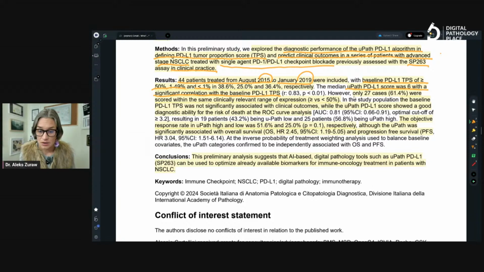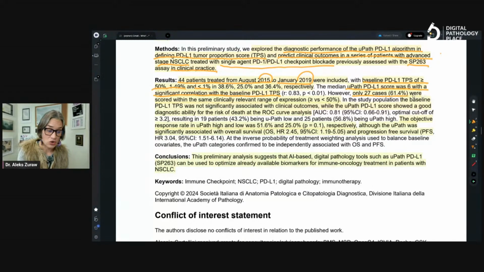However, only 27 cases, 61%, were scored within the same clinically relevant range of expression. And what's the clinically relevant range here?